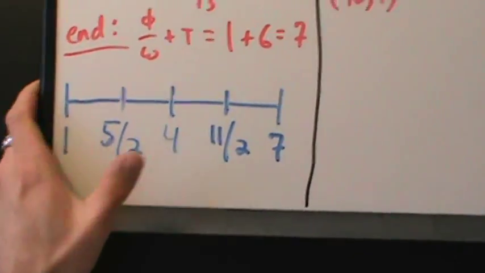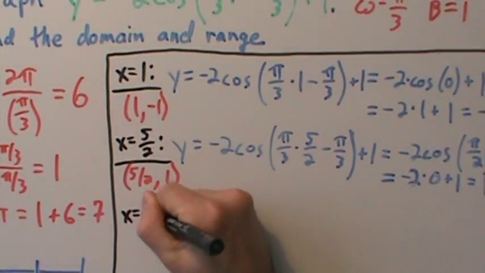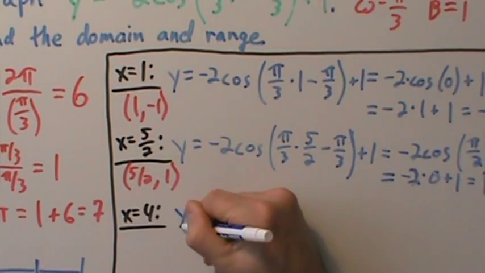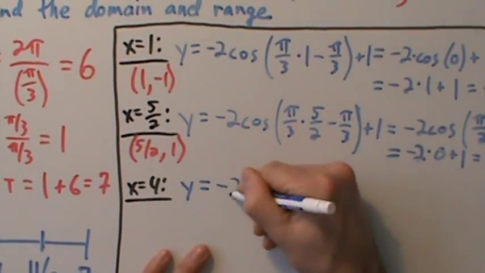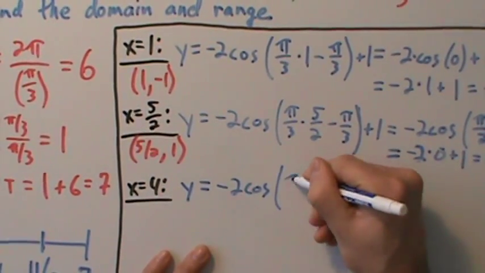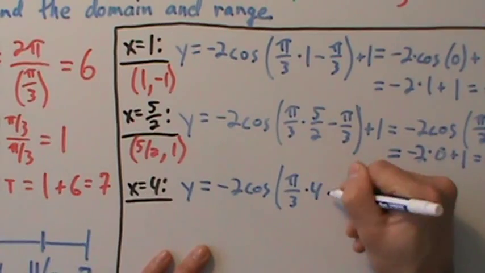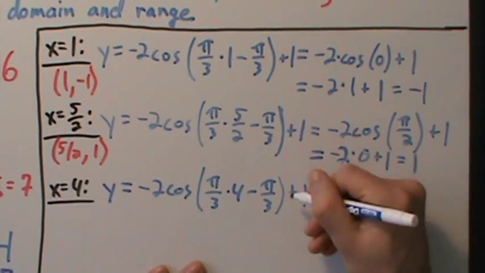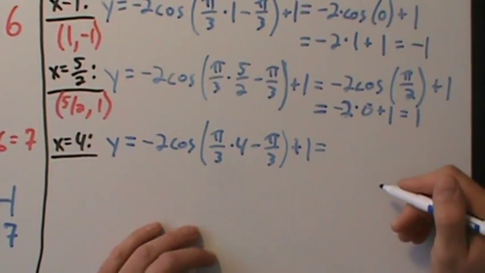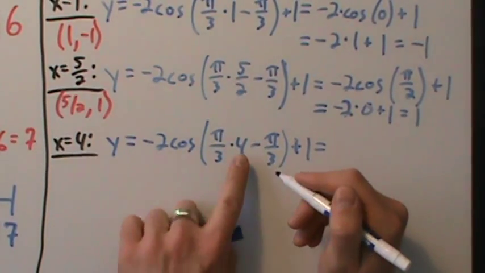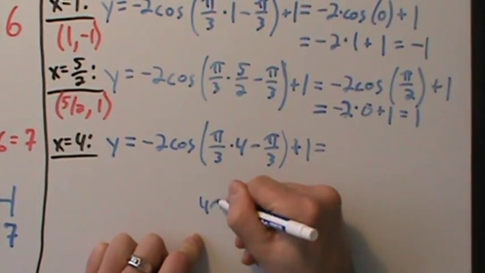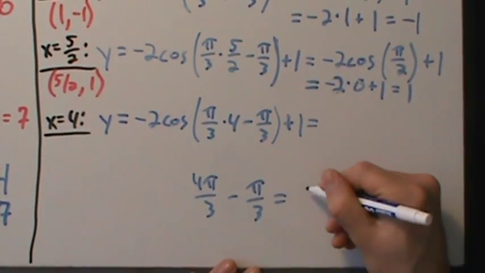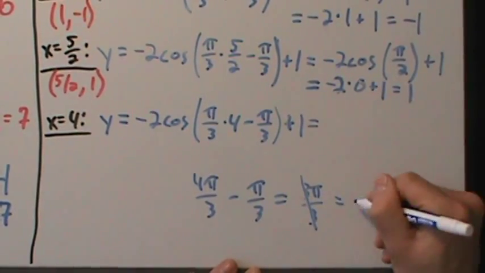X equals 4 is next. Okay, when x is 4, we have y equals negative 2 times the cosine of pi over 3 times 4 minus pi over 3 plus 1. Okay, so how does that simplify? That's really not too bad, but just to be thorough with the details, let's write it all down. So pi over 3 times 4 minus pi over 3. So pi over 3 times 4 is 4 pi over 3, and then minus pi over 3. 4 pi over 3 minus 1 pi over 3 is 3 pi over 3. 3's cancel, and we're just left with pi.